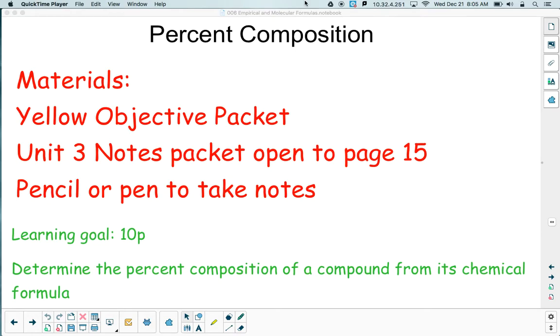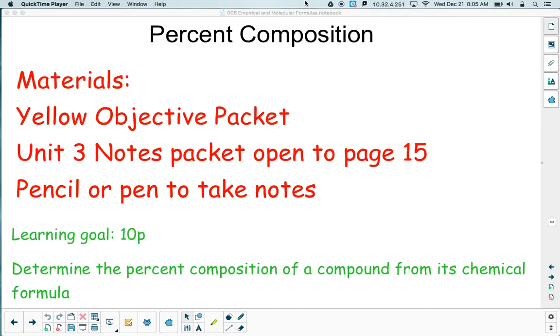Percent composition. For this video lesson, you will need your yellow objective packet, your Unit 3 notes packet open to page 15, and a pencil or pen for taking notes. In your yellow objective packet, circle objective 10P as part of your Unit 3 objectives.